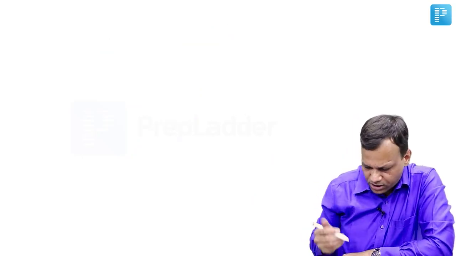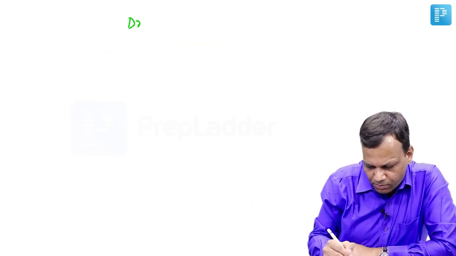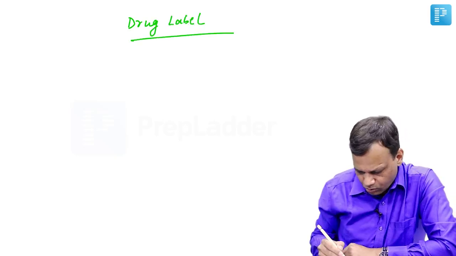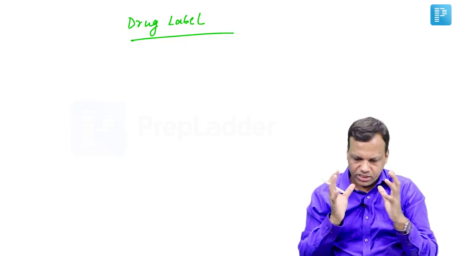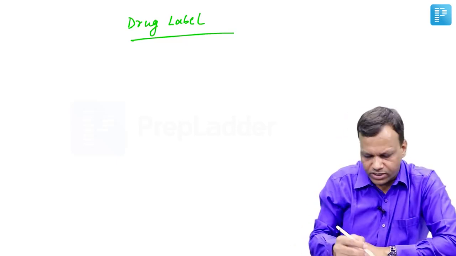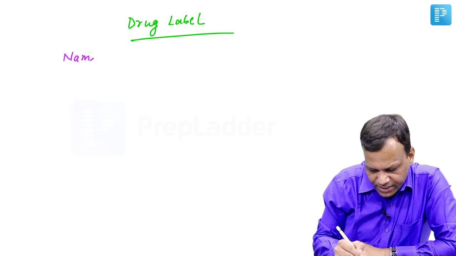Okay. So that is about the clinical trials. The next important thing we need to discuss is the drug label. Currently, questions are asked on the drug label. They will show the strip of the drug and ask what is written on it. On the drug label, first of all, the name will be written.